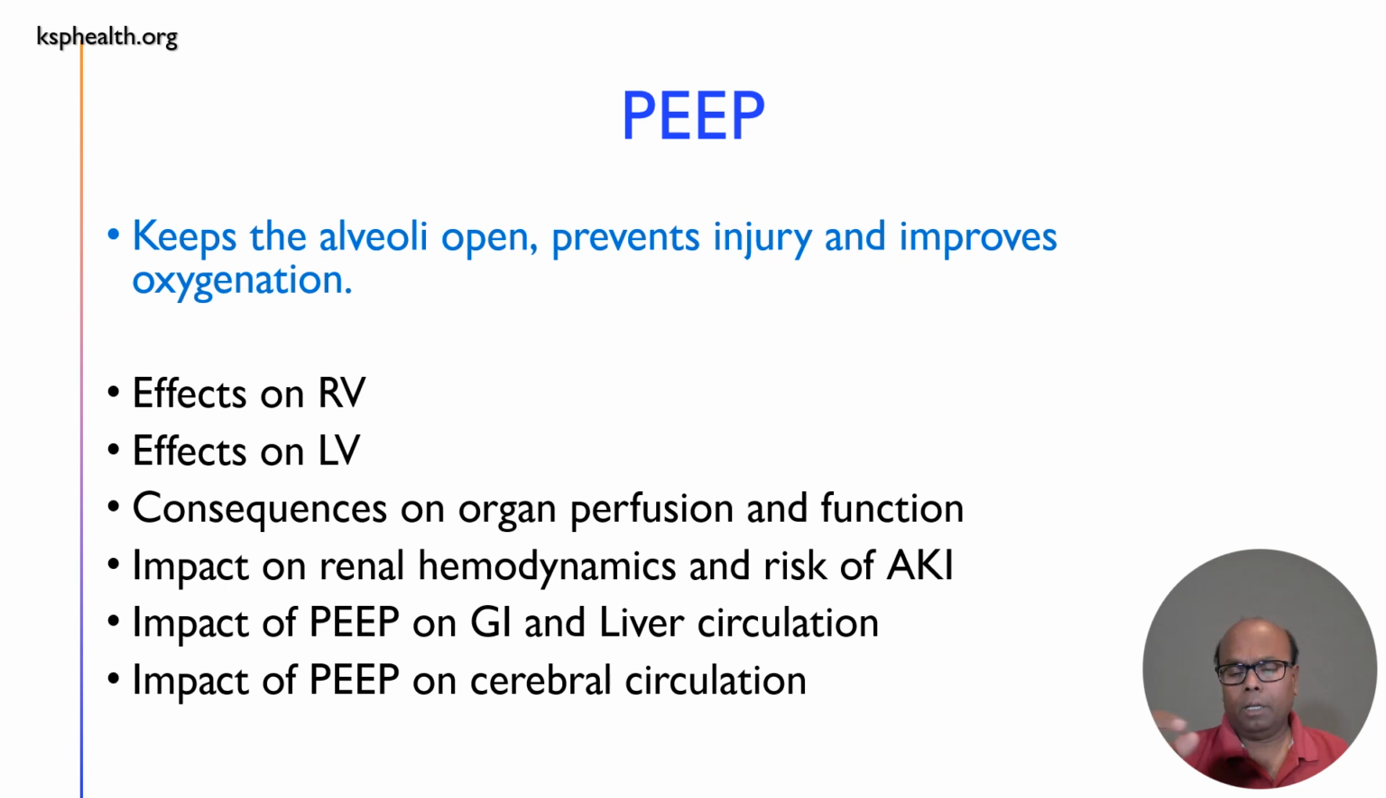The second variable the clinician sets is called PEEP. The idea of keeping PEEP in all those modes is to keep the alveoli open, and it also prevents injury to the alveoli and improves oxygenation. And it comes with side effects because it has an effect on the right ventricle, on the left ventricle, and also has consequences on organ perfusion and function, especially kidney, GI, liver, and cerebral circulation.